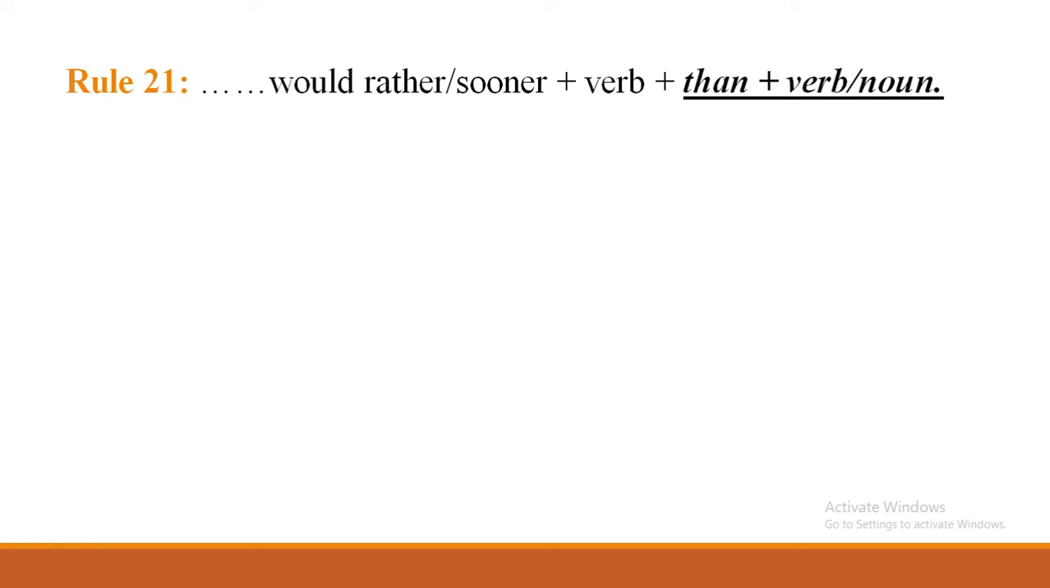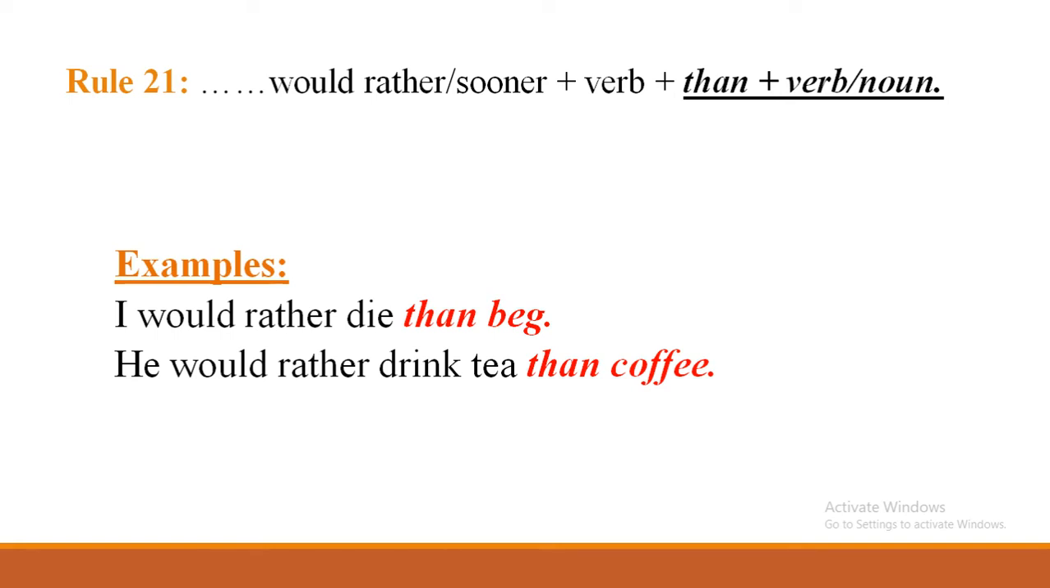Okay, let's start. 21. Would rather or sooner. When you get would rather or sooner plus verb in the question, then you have to write than plus verb or noun. It's a very easy rule if you just understand the technique. I would rather die than beg. Only you have to remember the word before than.